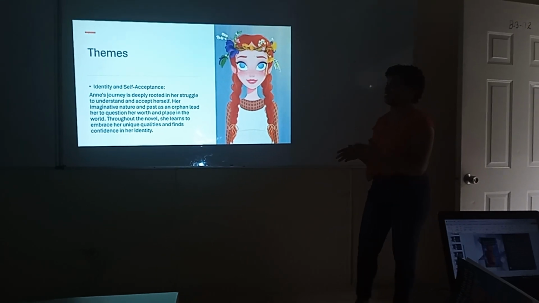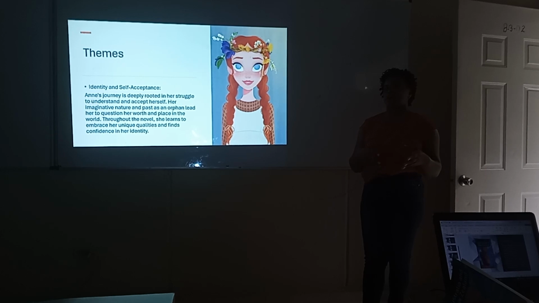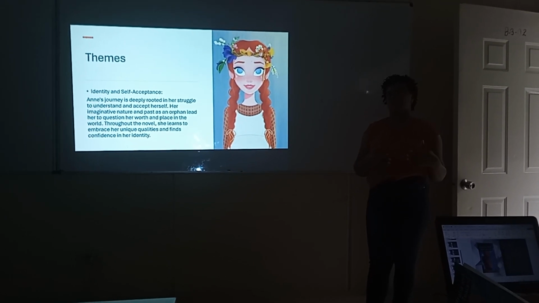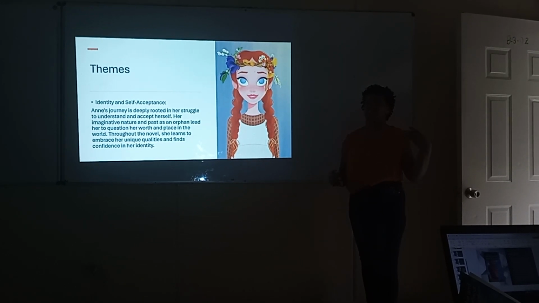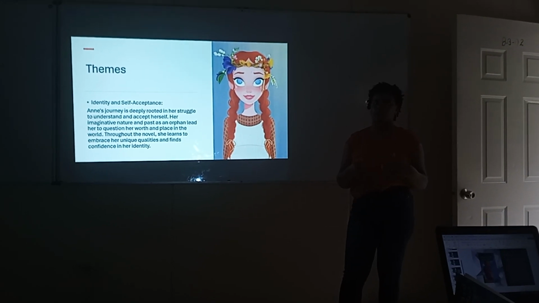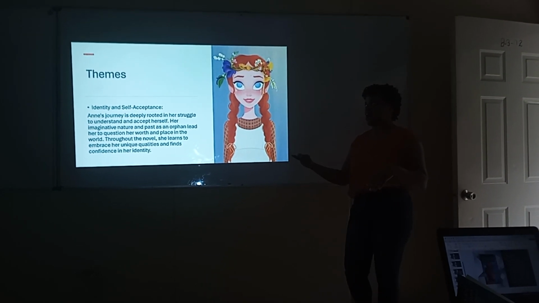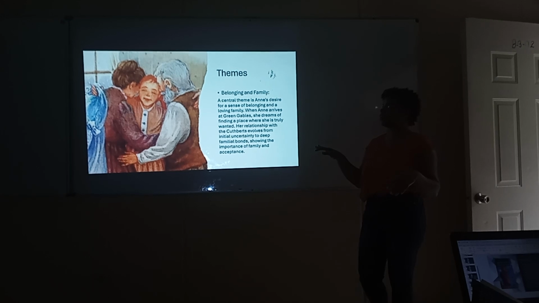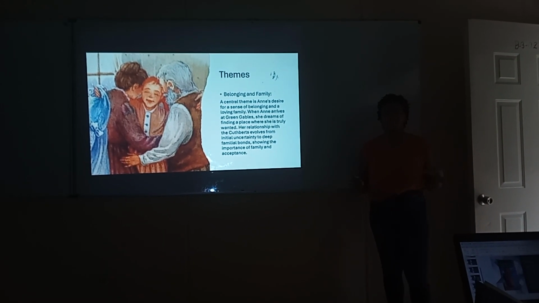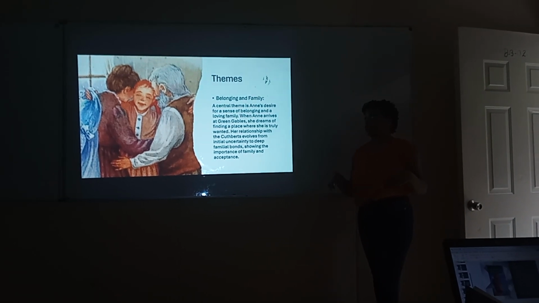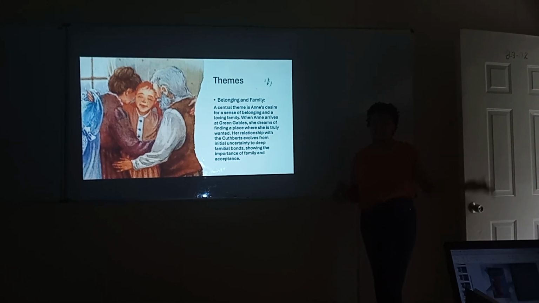The themes of this book are identity and self-acceptance. Anne's journey is the journey of every girl when we need to know who we are, we need to develop some values, and accept ourselves with our weaknesses and strengths. Also, another one is belonging and family. Anne is an orphan. She doesn't know what family love is. So we understand from the book that the family role is a great role in the life of a girl.